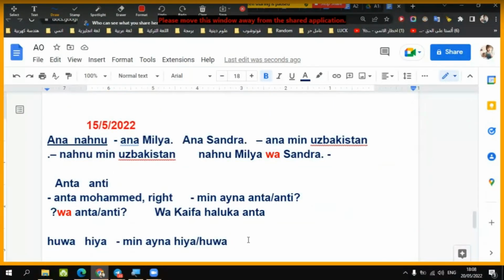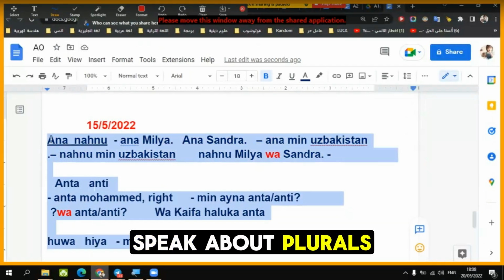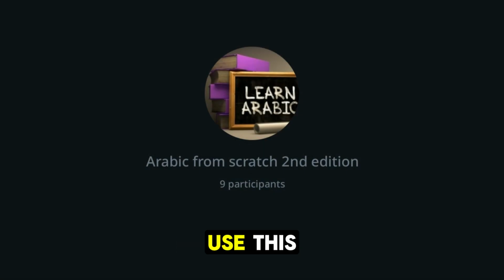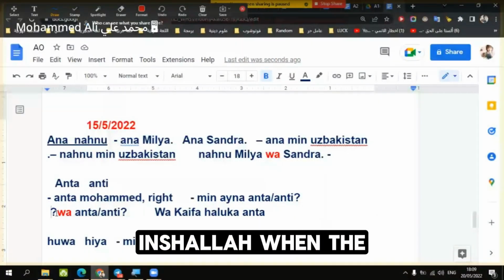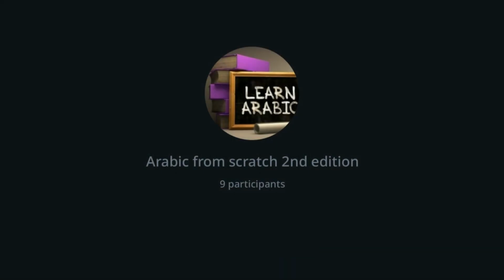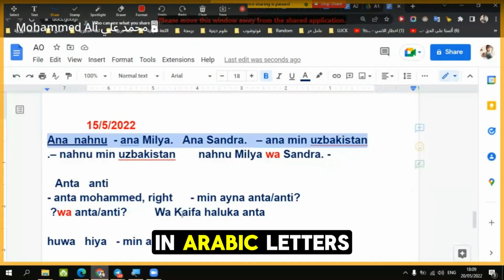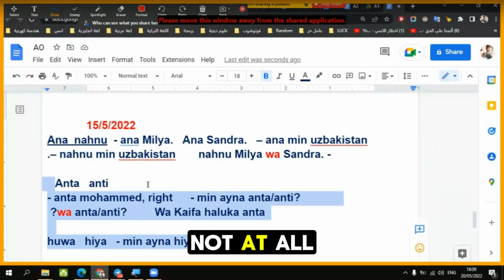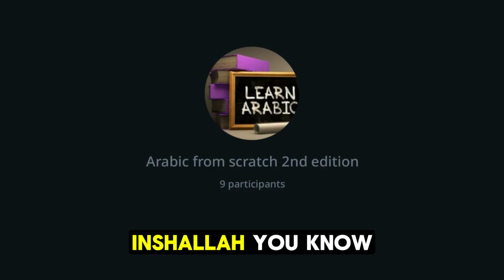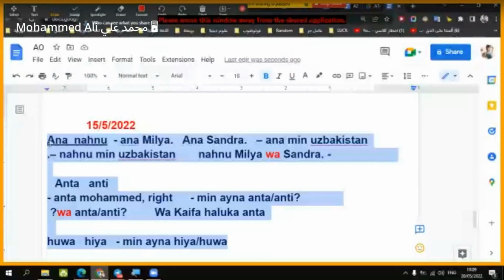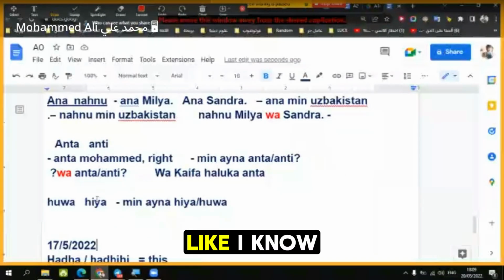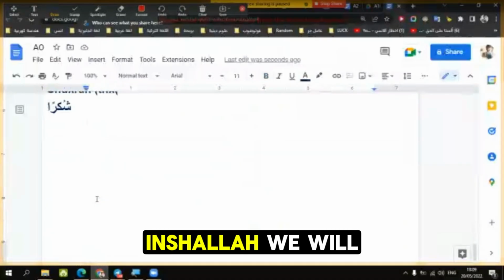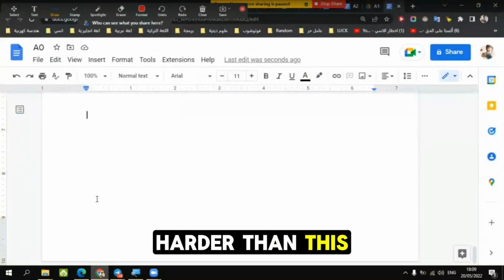In the future, when we start speaking about plurals, we will learn them. But at this time, inshallah, we will not use this. When the time comes to study the plural, all of that will be written in Arabic letters, not English. Oh, that's going to be hard. No, it will be very easy, inshallah. Is there anything hard until now? No, not yet. I know everything that you taught me. Nothing will be hard, inshallah. We will not go any harder than this.